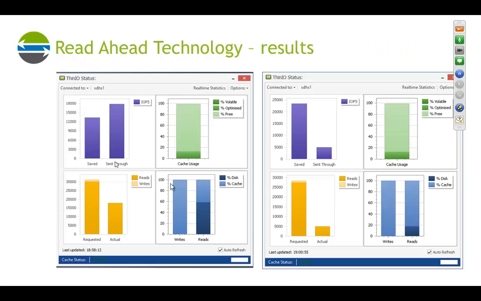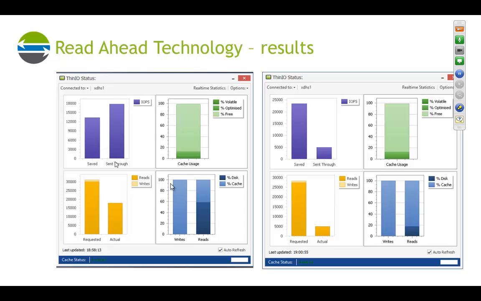So the proof is in the figures, really. What we're looking at here is, on the left hand side, a terminal server or remote desktop server with just RAM caching enabled. Straight away we saved. This is a machine that was booted and the first user logged in.